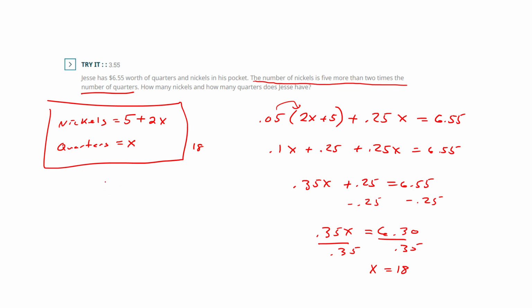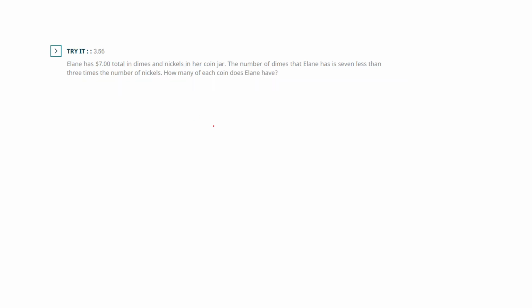I'm going to do it down here because there's not a lot of space. 5 more than twice the number of quarters. So that's going to give me 5 plus 36, which is 41. So I had 18 quarters and I had 41 nickels. Okay, I really recommend you pause this one here because I think we're about to move on to another topic.